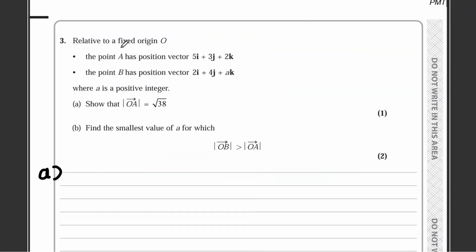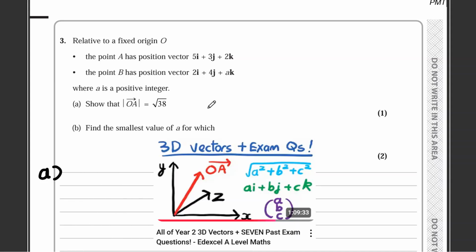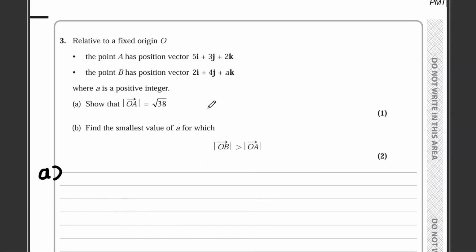Okay, so for question 3, we're told relative to a fixed origin O, the point A has position vector 5i plus 3j plus 2k, and the point B has position vector 2i plus 4j plus ak, where a is a positive integer. For part A, which is worth 1 mark, we need to show the magnitude of the vector OA is equal to root 38. So this is a 3D vectors question. Now remember how position vectors work. If we talk about the position vector of point A, this is the vector OA, and if we talk about the position vector of point B, this is the vector OB.